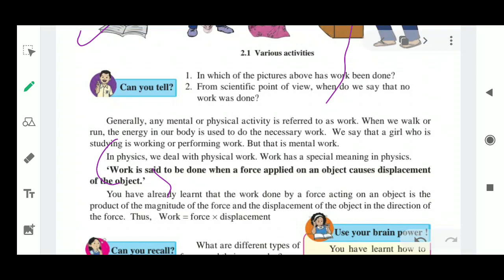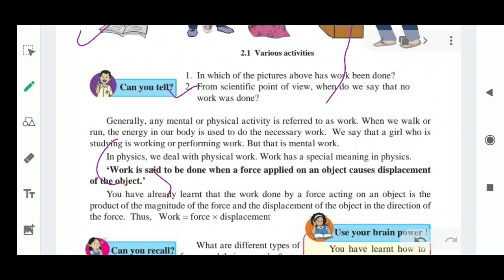So scientific, your question number 2: from the scientific point of view, when do we say that no work is done? कब हम बोलते हैं कि वर्क नहीं होगा? जब फोर्स नहीं लगाया जाएगा या डिस्प्लेसमेंट नहीं होगा या डिस्प्लेसमेंट परपेंडिकुलर टू द फोर्स होगा, तब साइंटिफिक पॉइंट ऑफ व्यू से हम बोलते हैं कि वर्क वॉज नॉट डन, मतलब वर्क नहीं हुआ.